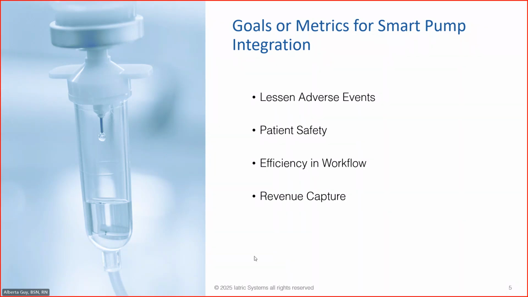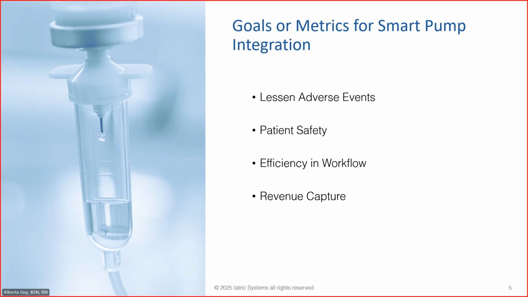Yes, thank you, Alberta. So San Luis Valley Health had a few goals in mind when we were looking at the smart pump integration. First was, of course, improving patient safety by decreasing medication errors caused by incorrect programming of IV medications and IV pumps. One of the big errors that a lot of hospitals have is that a drug is entered incorrectly from the drug library or a dosage is put into the pump incorrectly.